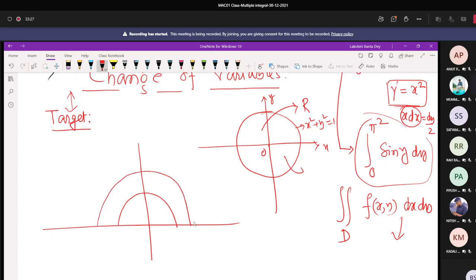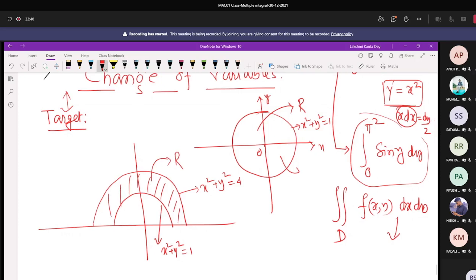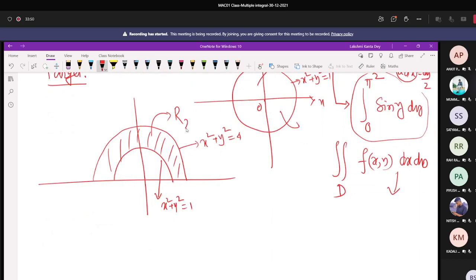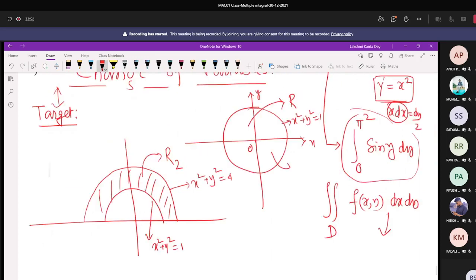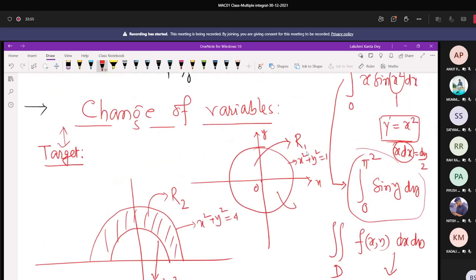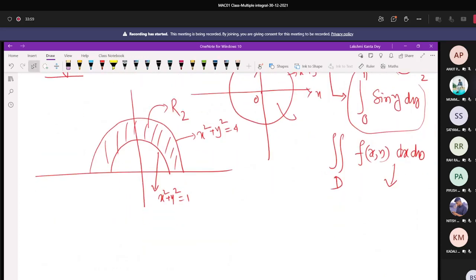Say for example, this part is x square plus y square equal to 1. This part is x square plus y square equal to 4. And this is your region of integration, this R. If we have to evaluate certain integration, and maybe this is your R2, this is your R1, I can write in terms of polar coordinates.